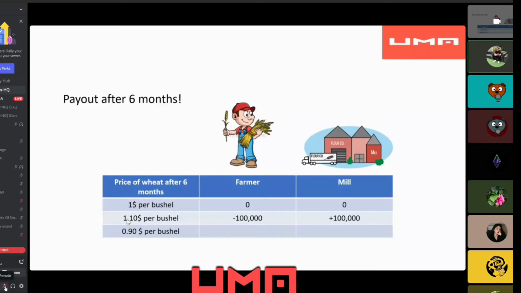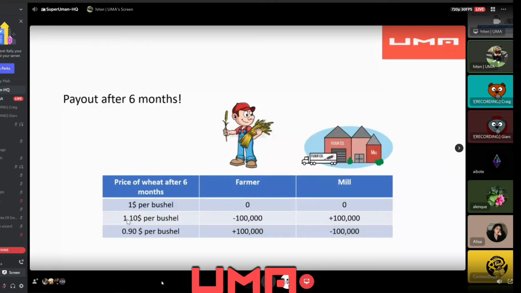So let's talk about the third scenario. If the price drops to 90 cents per bushel, then what would be the payout? I need a number this time. How much is the farmer going to profit? The farmer's going to profit $100,000, and the mill's going to be out $100,000. That's correct.